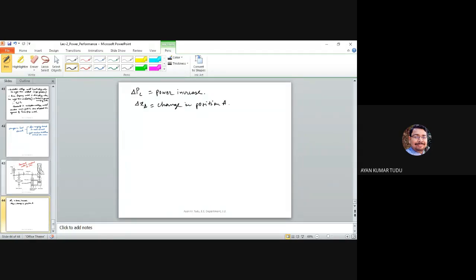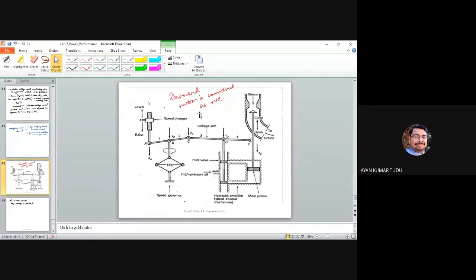Okay, so please remember that all the downward motion is considered as positive. We'll be harping on this point. Now as you can see, linkage point C is changing due to two factors. Number one, the upward movement of linkage point C is due to the change in the speed changer position. So when the speed changer position is changing, that is our delta XA is changing, then linkage point C is going upwards, keeping B constant.